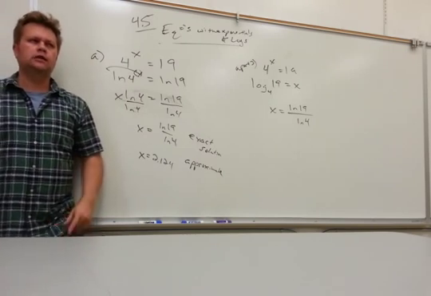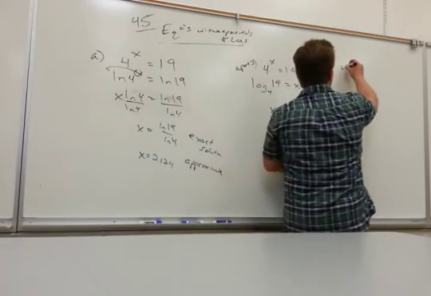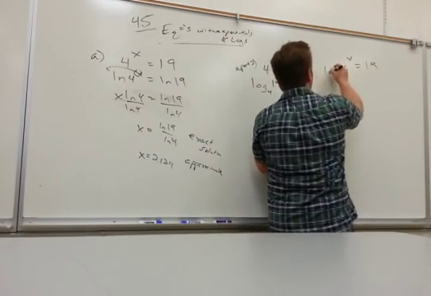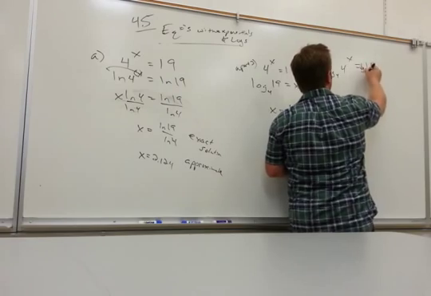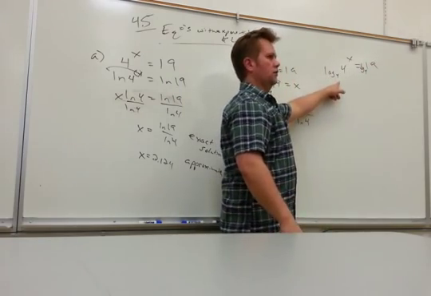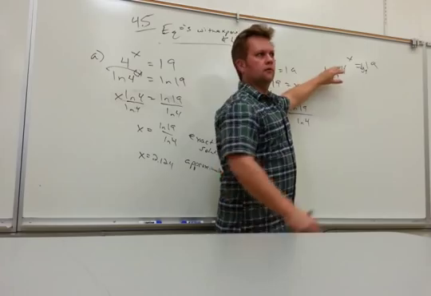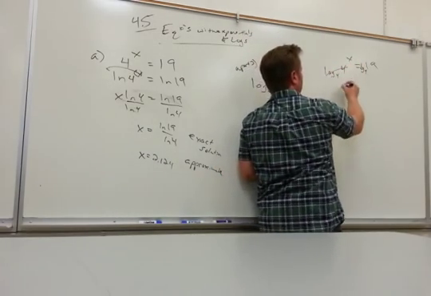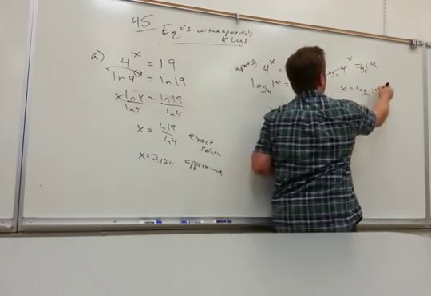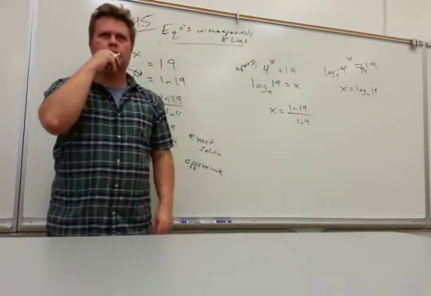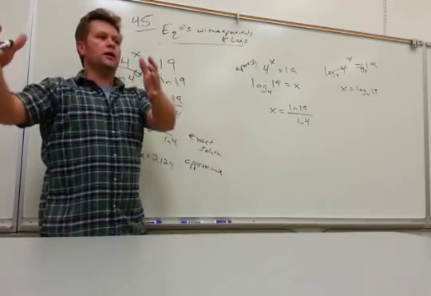And just to make really sure you understand, when you do this, you are actually taking log base 4 of both sides. What's log base 4 of 4 to the x? These cancel. So you get x equals log base 4 of 19. That's exactly what that is, right? So you are just taking a log base 4 of both sides.